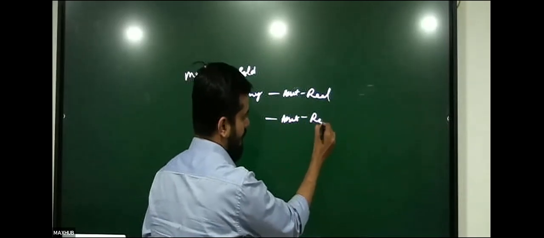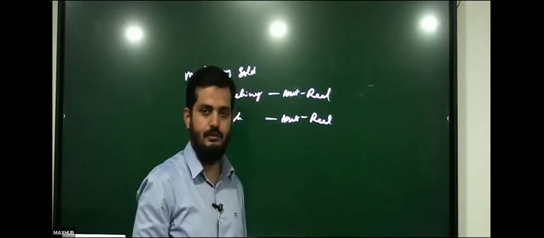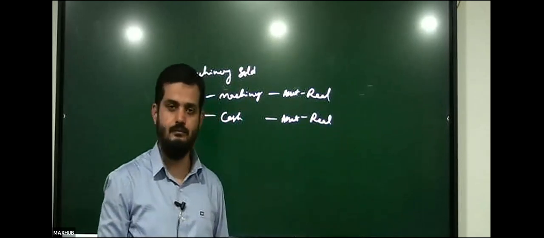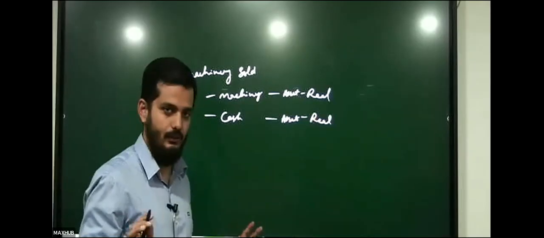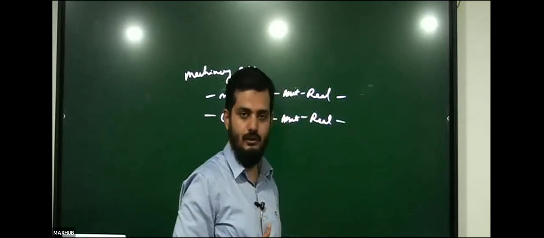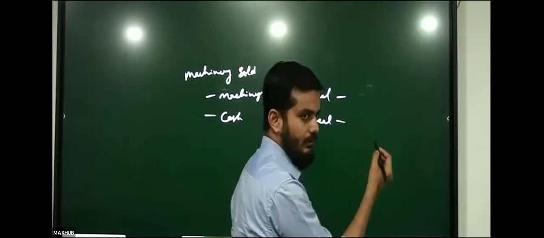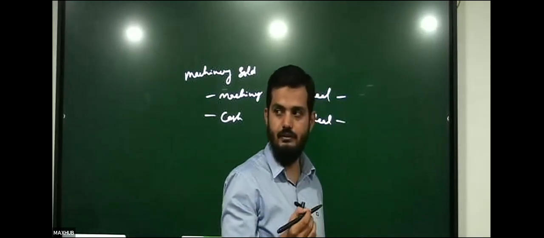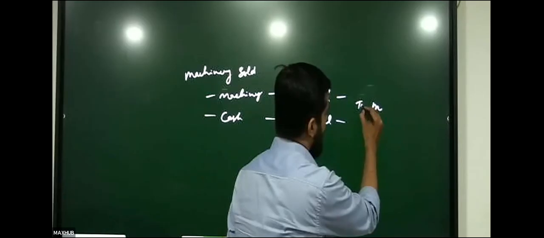What is the third step we are following? Applying the rule. Apply rule. Now you can do that. The rule is debit what comes in, credit what goes out. Machinery coming in or going out? Going out. Going out, so I have to write on the debit side or credit side? Credit side. To Machinery.